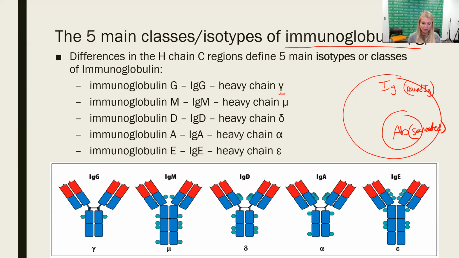But now across the bottom, you can see the images of these are all the monomers. Sometimes IgA and IgM can group up with other monomers and make a dimer for IgA or a pentamer for IgM, for example. But these are all the monomers. And you can see they're all pretty similar. They all have that Y. Some major differences here is that IgM and IgE have a fourth constant region, where IgG, D, and A have only three constant heavy regions.